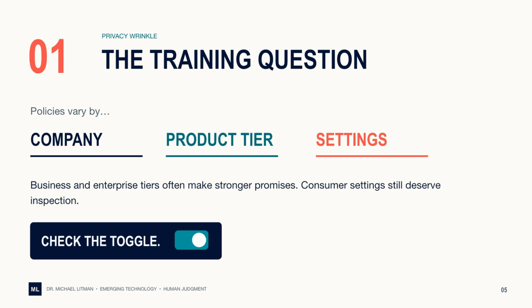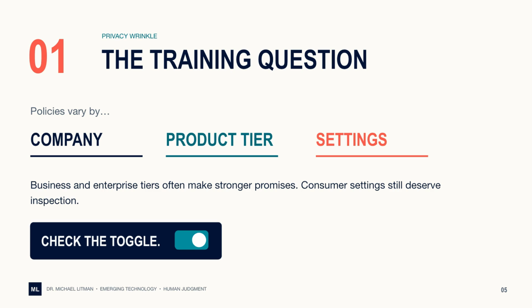Wrinkle number one, training. Some services, especially the free consumer tiers, may use your conversations to improve their models. And the policies on this vary by company, they vary by product tier, and they change over time. So I'm not going to sit here and tell you exactly what company X does this week. What I will tell you is that the paid business and enterprise tiers almost always come with stronger promises. Typically, your data is not used for training, shorter retention, contracts, the whole rigmarole.